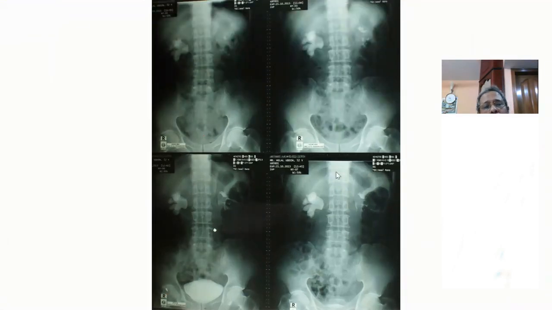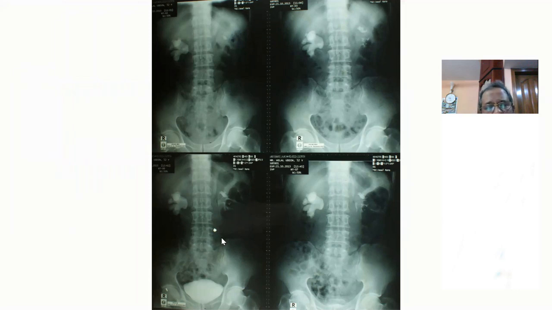So look at that picture. The film is shown in the previous one. There is a stone on the right side, and on the left side no stones there. But here, we look at the subsequent films.